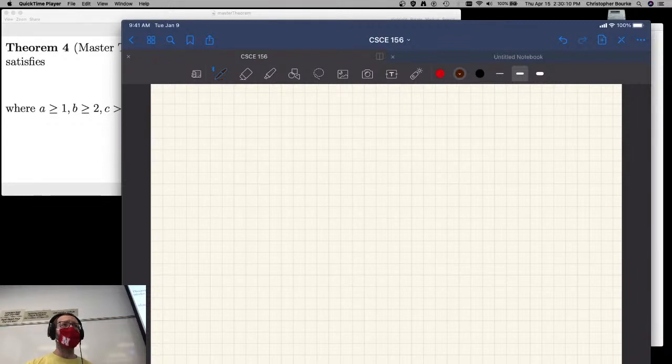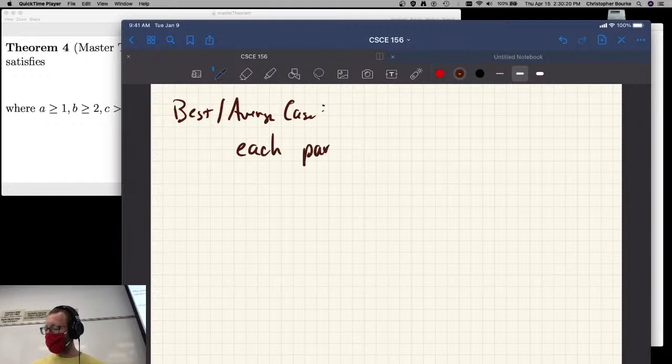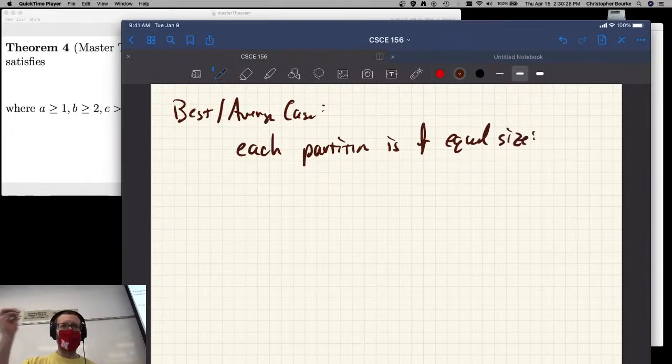But let's think about a better scenario. So the best or even average case, each partition is of equal size. And again, forget about the minus 1, and also forget about odd-sized inputs. You can't divide 9 elements into 2 perfect partitions. So each partition will have n divided by 2 elements.